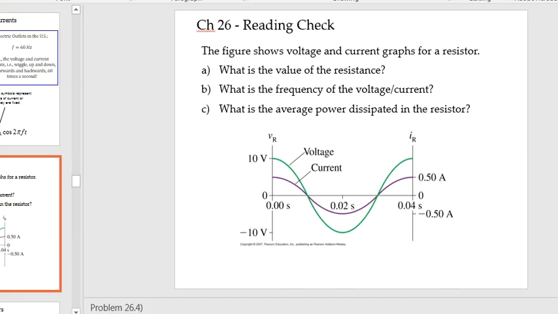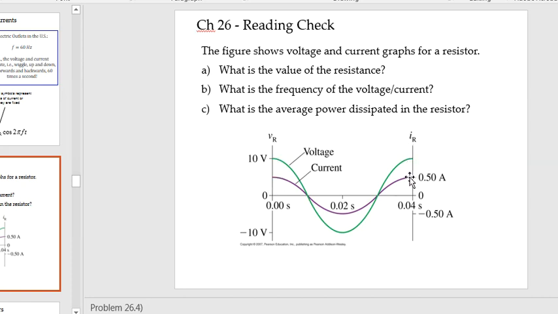So let's take a look at a specific example here. What would be the value of the resistance in this case? Well, if we look at this, I see that we have 10 volts, and then this purple line here is showing 0.50 amps. So in other words, I could find some other place along here as well, like minus 10 and minus 0.5, or any place along here, but maybe a convenient place is just to think about the very beginning or the very end here.